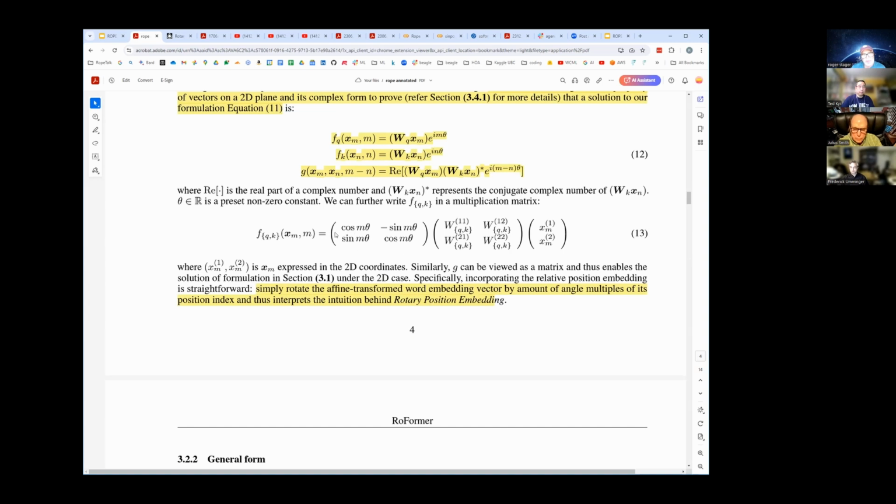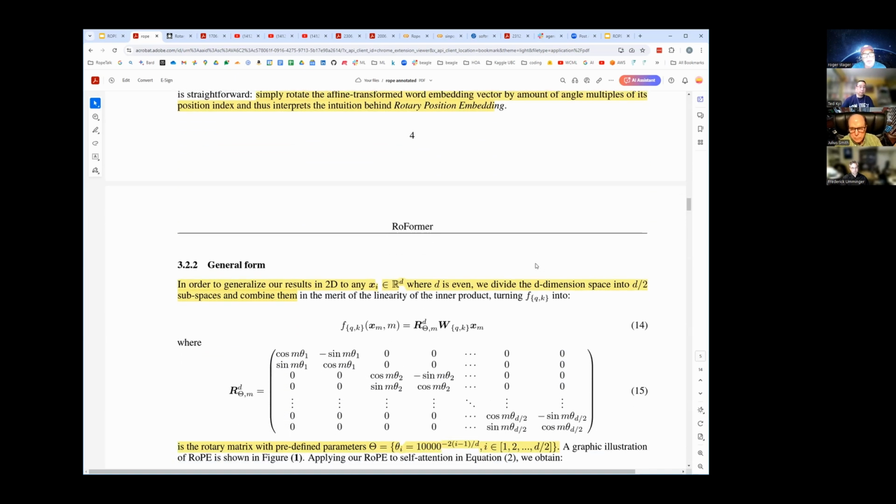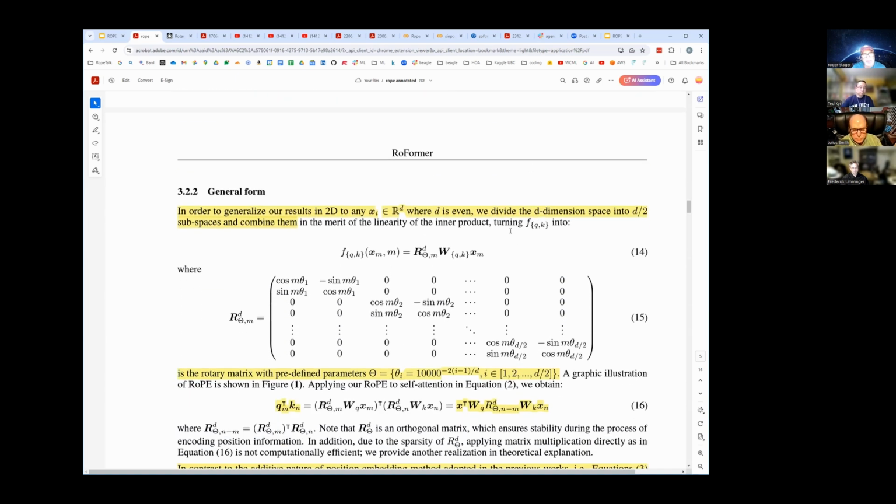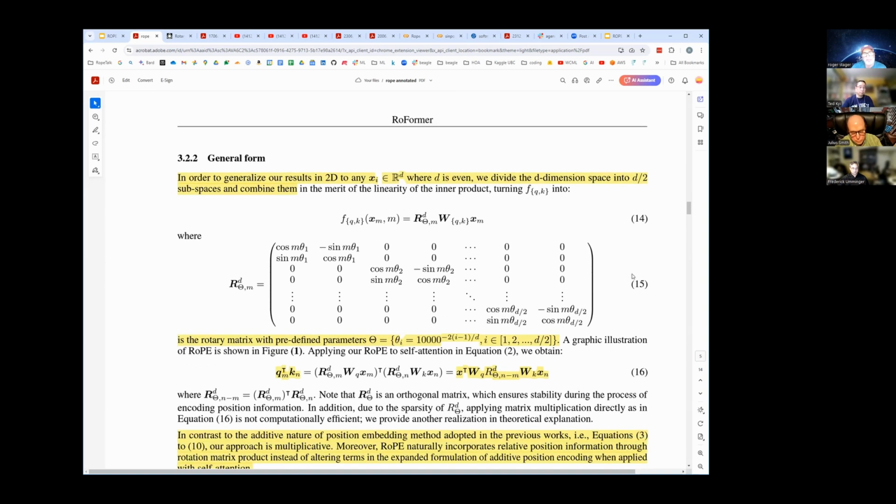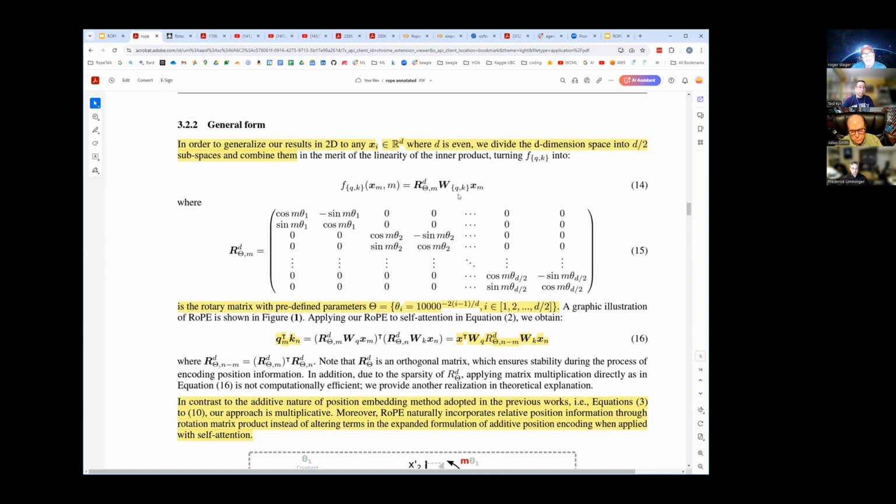Expressing this with real numbers, in 2 dimensions you can use the sine and cosine representation. And what they say is that once we've solved it in 2D, for dimension D equal to some even number, we'll just represent it as this block diagonal. So it's the rotation times the weight vector times the token embedding.